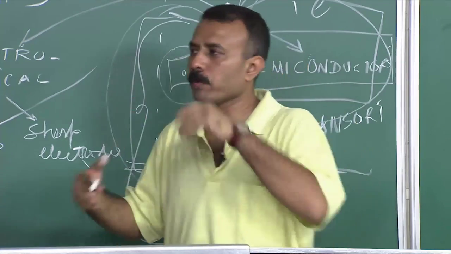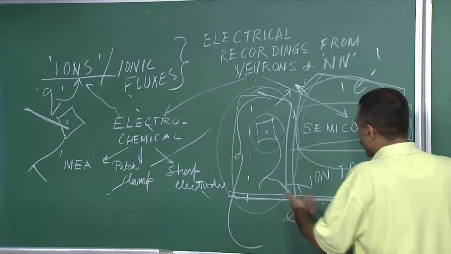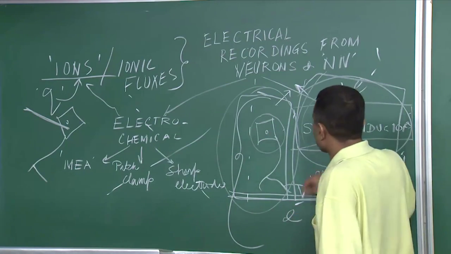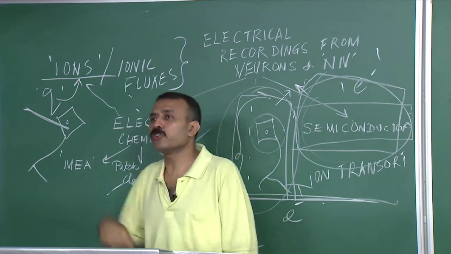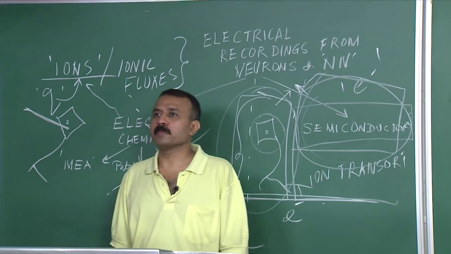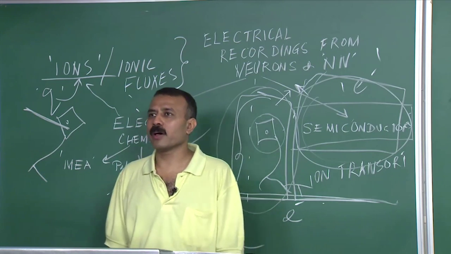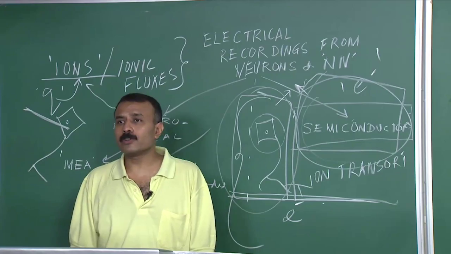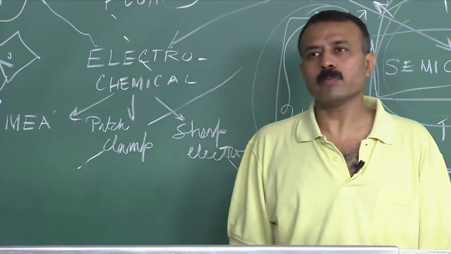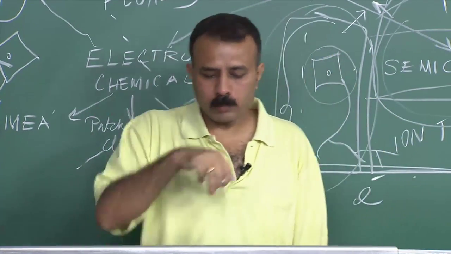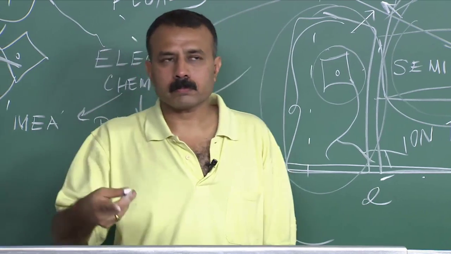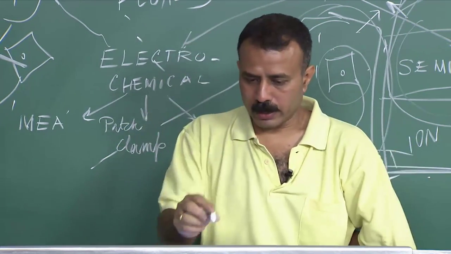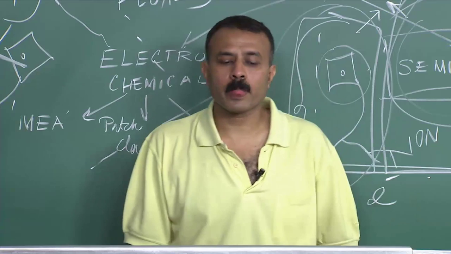They keep on improving, but at this stage, I will show you one of the primitive chips developed by Peter Fromherz. Most importantly, it was a dare to dream in 1991, more than 20 years ago, for something which was not seen before. I request you to please go through this paper, and I will add a few other materials, some of the patents filed by Peter Fromherz and Max Planck.